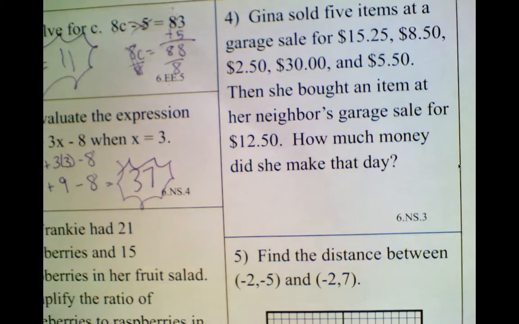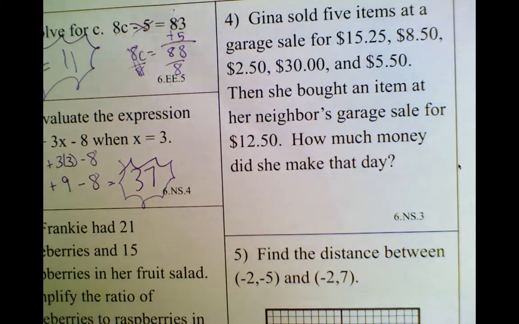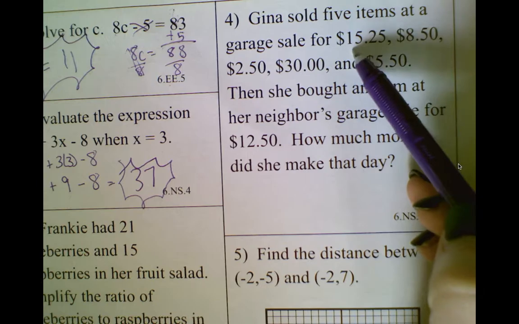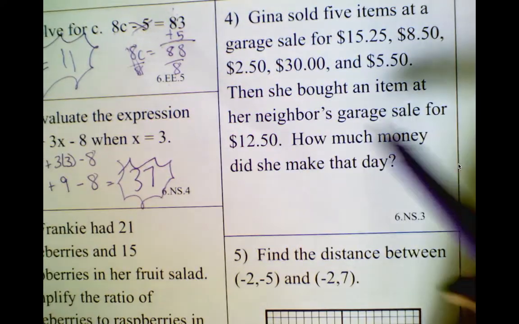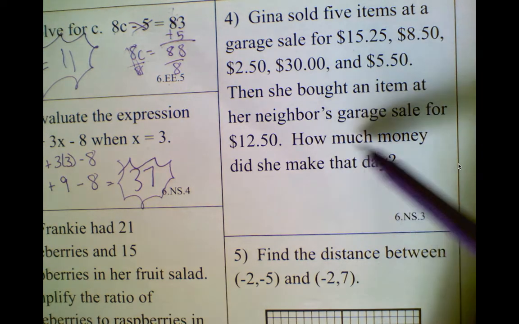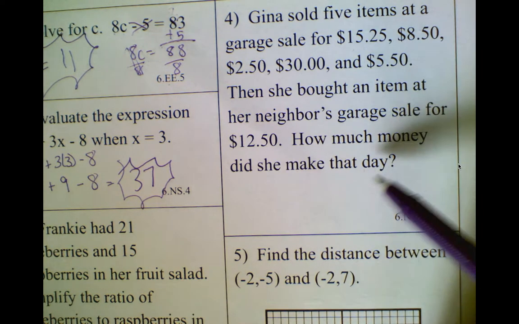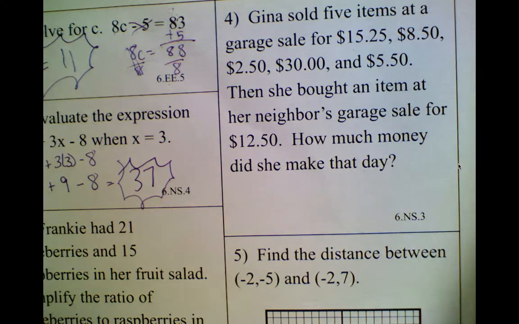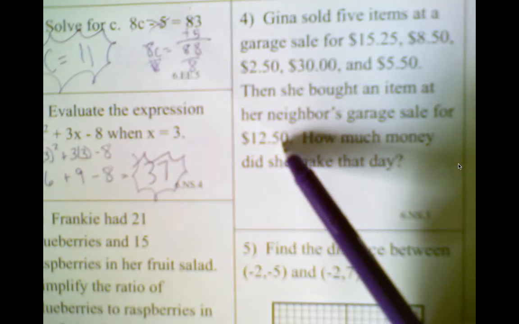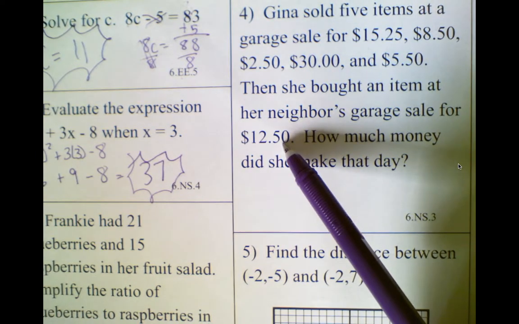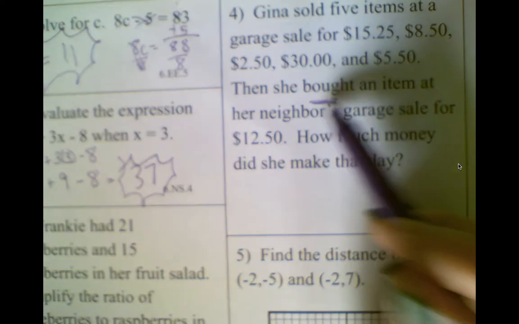Okay, Gina is having a garage sale. She sold an item for $15.25, $8.50, $2.50, $30, and $5.50. Then she bought one at her neighbor's garage sale for $12.50. How much money did she make in that day? Okay, so her profits for all of her stuff is up here. This is how much she lost because she technically bought an item.